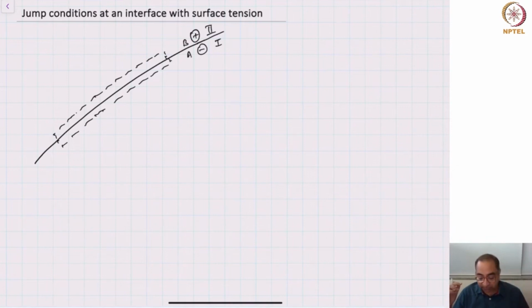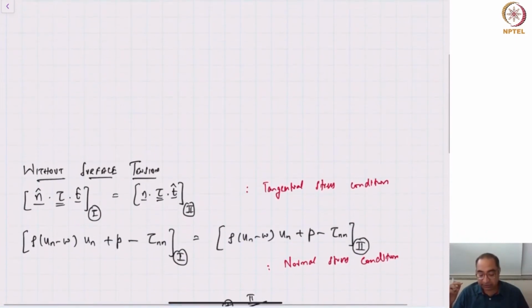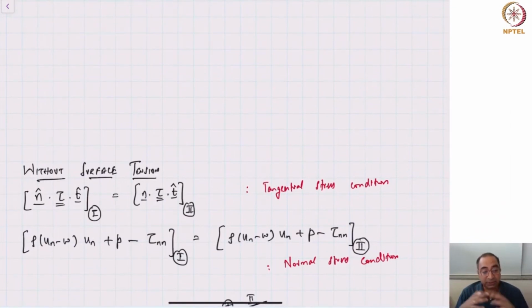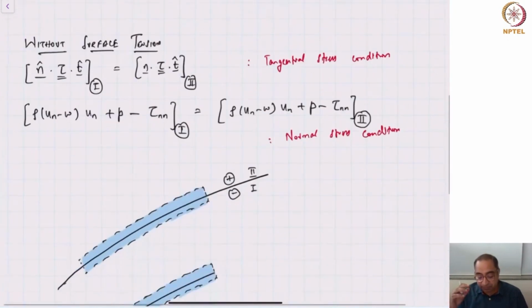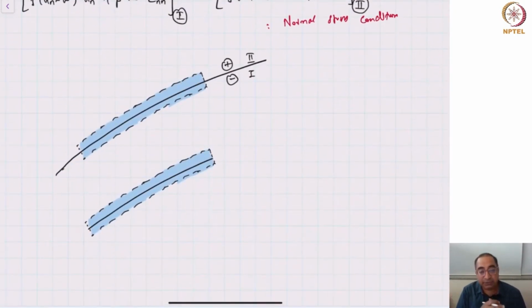Now, quickly to recap, we looked at jump conditions on an interface without surface tension, and these are just something that I'm writing down from the previous lectures. We noticed that the tangential stress is continuous across an interface without surface tension, and this is the normal stress condition. And for a static fluid where there is no motion, all the velocity terms drop out and the pressure is the same across the interface.